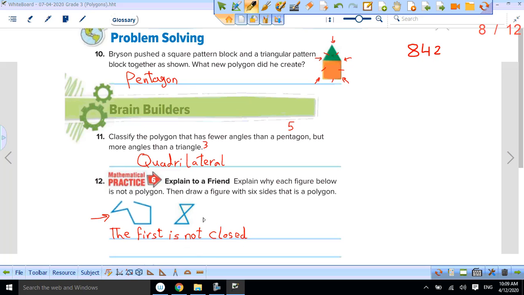Okay. The second one, why is it not a polygon? Let's complete the definition. It's a closed two-dimensional figure, has 3 or more straight sides, and the sides don't cross each other. So the second one is not a polygon. Why? Because it has sides that cross each other.